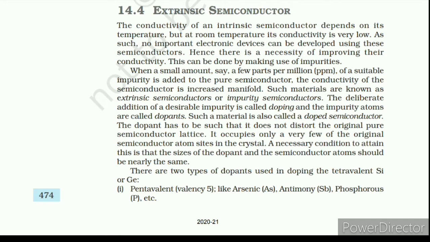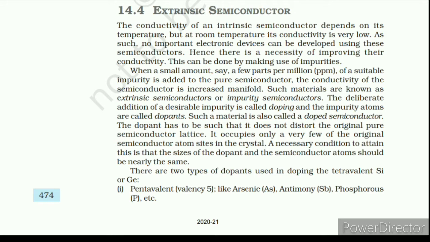Number 1, N-type semiconductor. Suppose we dope silicon or germanium with a pentavalent element as shown in figure 14.7. When an atom of plus 5 valency element occupies the position of an atom in the crystal lattice of silicon, 4 of its electrons bond with 4 silicon neighbors, while the 5th remains very weakly bound to its parent atom. This is because the 4 electrons participating in bonding are seen as part of the effective core of the atom by the 5th electron.